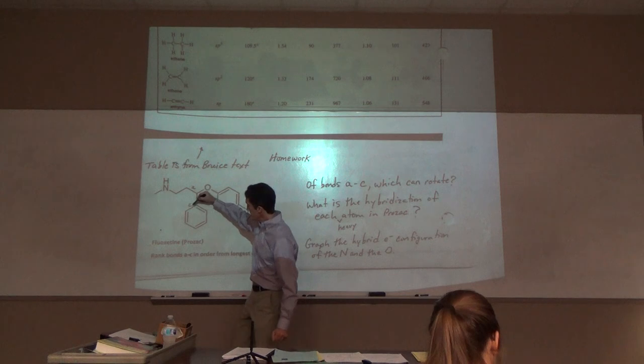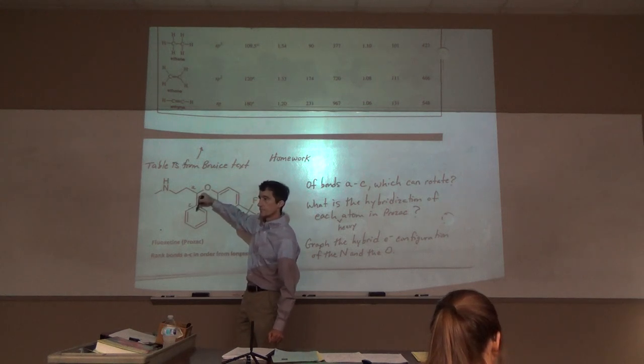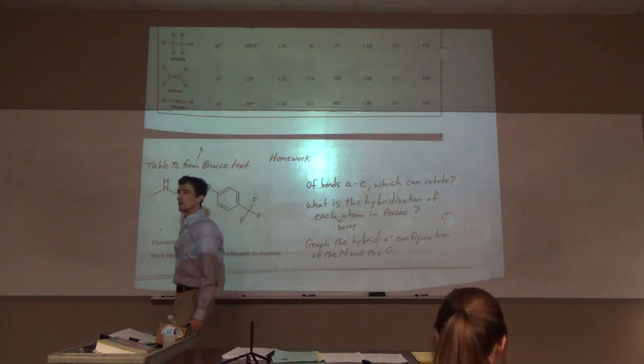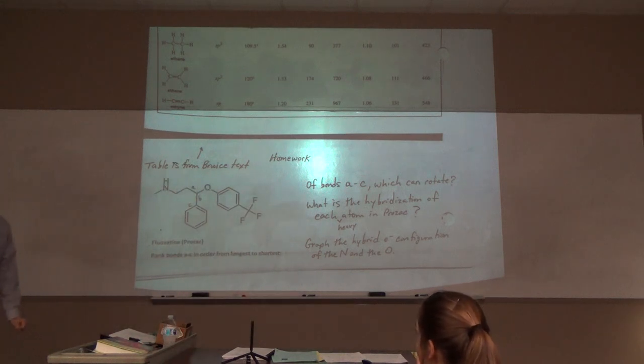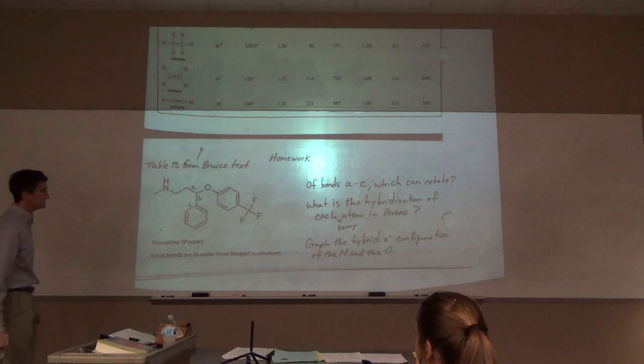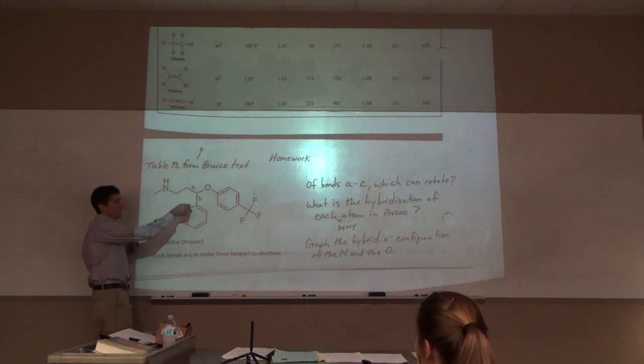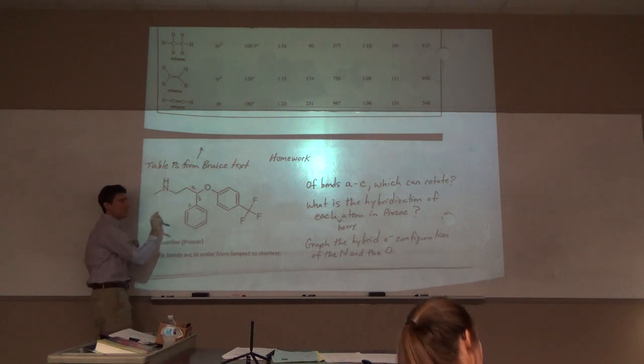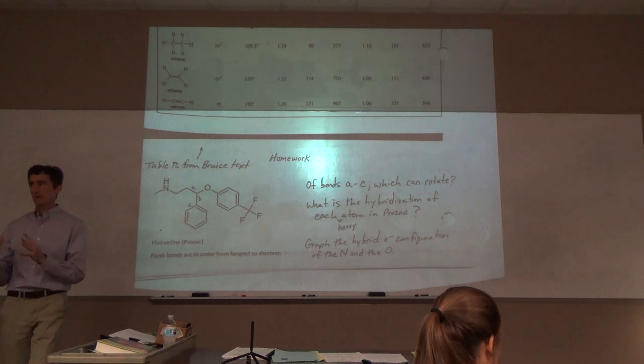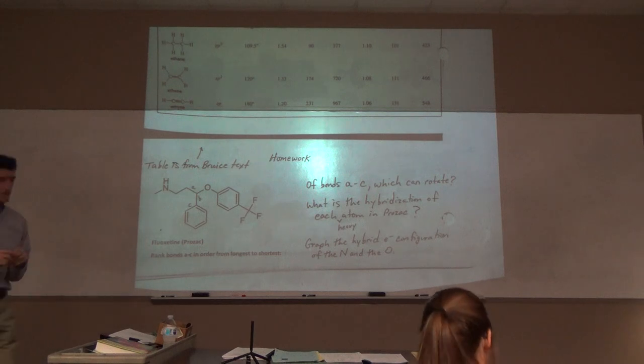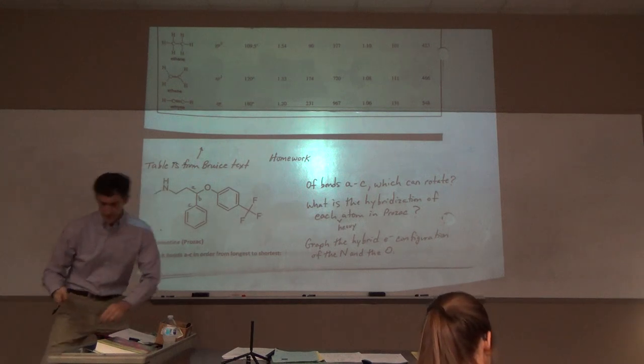Because of the pi bond between these two? There actually is a pi bond there. That's resonance. You guys don't see a pi bond there. There is. These two p orbitals are actually interacting. Okay, that's resonance. The simpler thing beyond that is, it's a ring. And rings can't rotate.